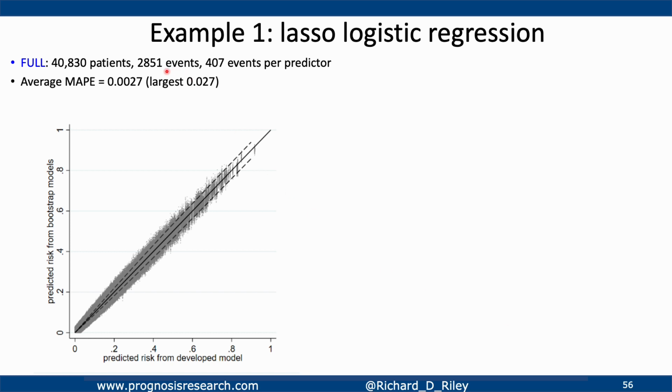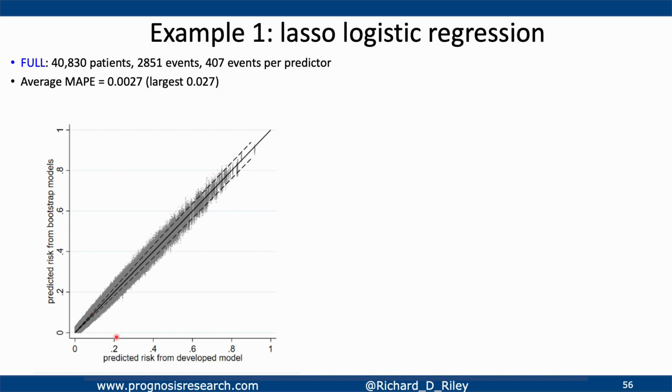So in the full dataset with all these 40,000 participants and 3,000 events, the average mean absolute prediction error is tiny, 0.0027. And here is the prediction instability plot. This is the predicted risk from the bootstrap models against the original predicted risk. So for each of these 40,000 participants, I am plotting their original risk against the range of values from the bootstrap models. And we can see that it's very, very narrow. Most of the models are giving very similar predictions.